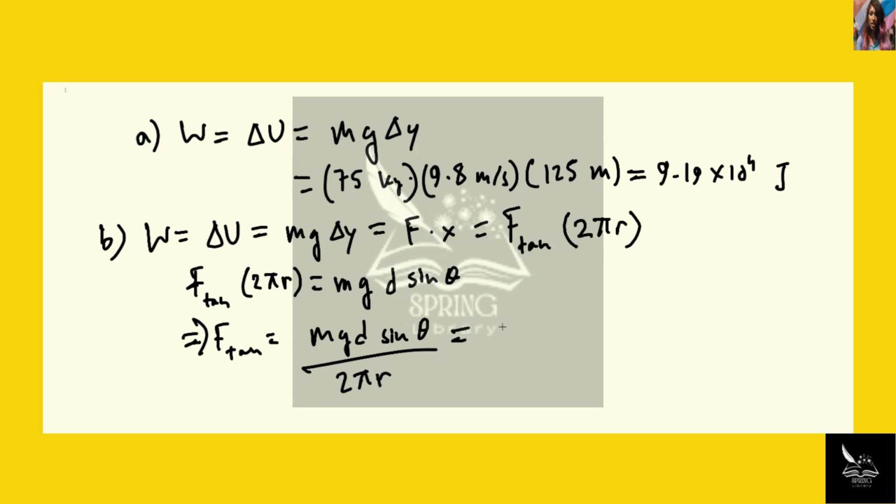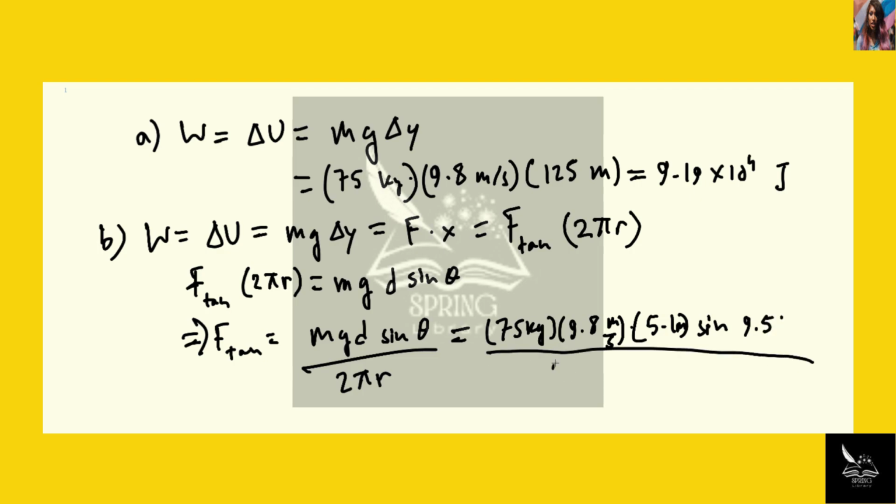And we know all these values, thankfully. M, again, 75 kilograms, g, again, 9.8 meters per second squared, d is 5.1 meters, and sine theta is sine 9.5 degrees. You divide that by 2 pi r, and so that's 2 pi times 0.18 meters for the radius of the wheel. And what you get is that tangential force, the force we're after, is 547 newtons. And that's it.